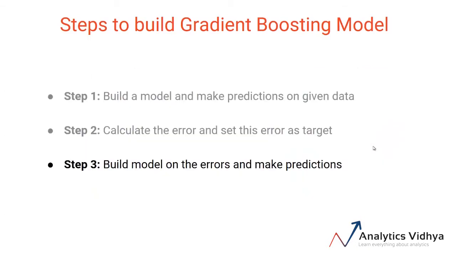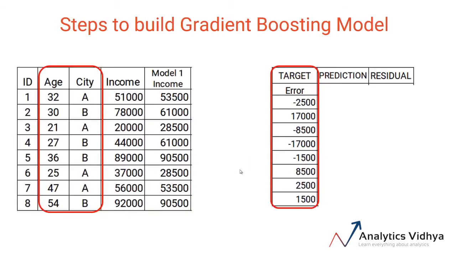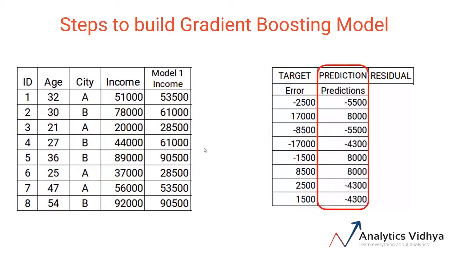Moving on, the next step is to build a model on these errors and make predictions. As mentioned previously, the idea is to determine if there are any hidden patterns in the error. So using the error as target and the original features, age and city, we'll train a new model and generate the predictions. Note that the predictions in this case will be the predicted error values and not the predicted income values, since our target was error. Let's say the model gave the following predictions.